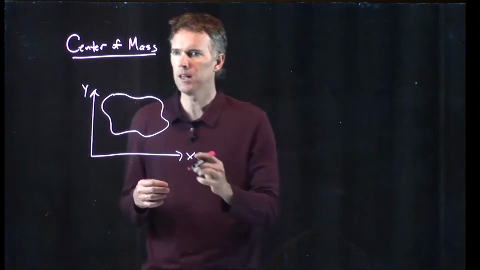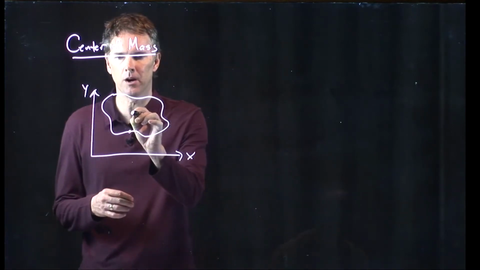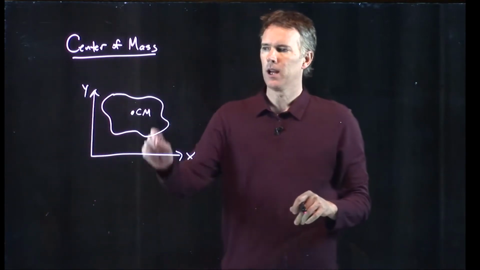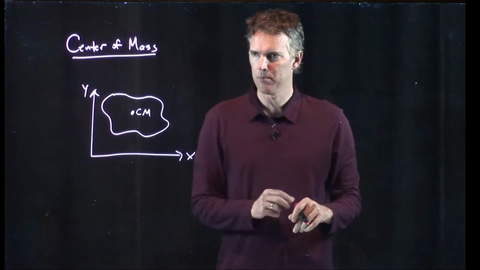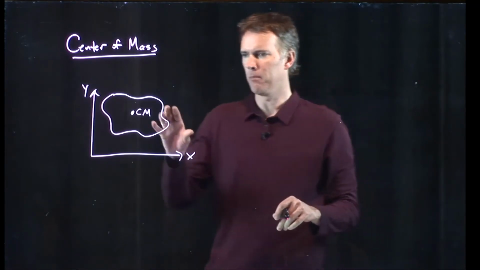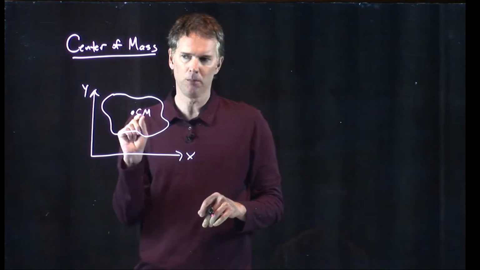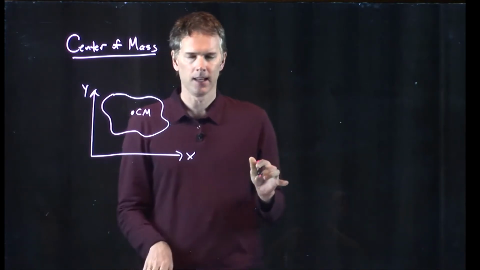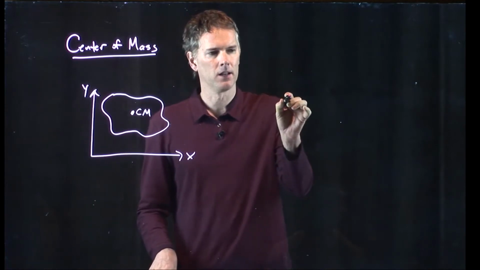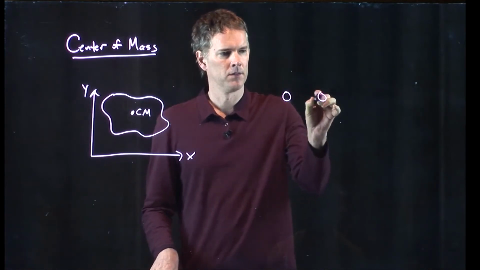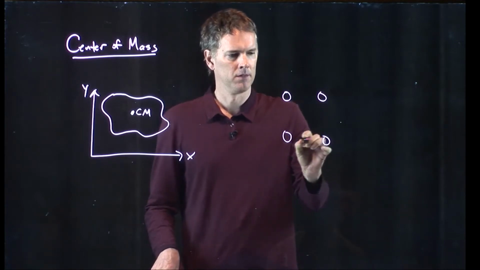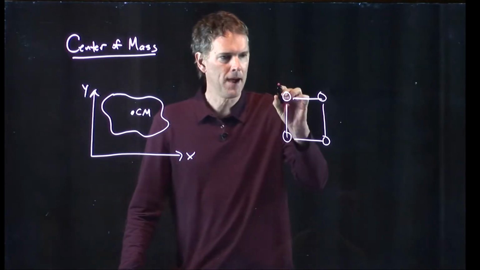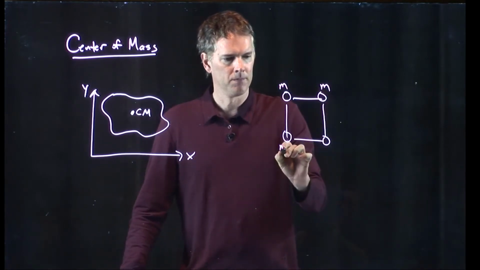I don't know, but let's pick it. Let's say somewhere about there. That's a good enough guess. How would I calculate exactly where that point is? Well, for a blob like this, it's maybe a little bit tricky. But let's pretend that it's not a blob for a second. Let's say it is something like this. Pretend it's a square with masses m on each side.